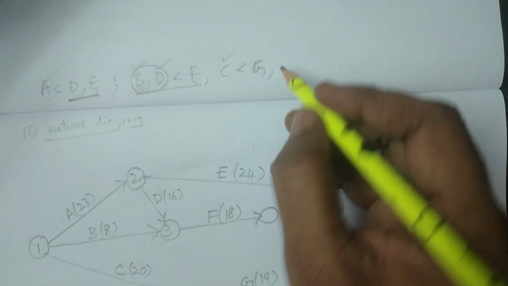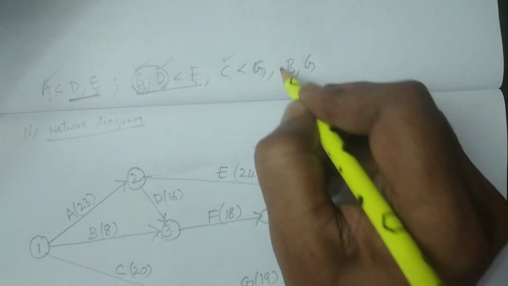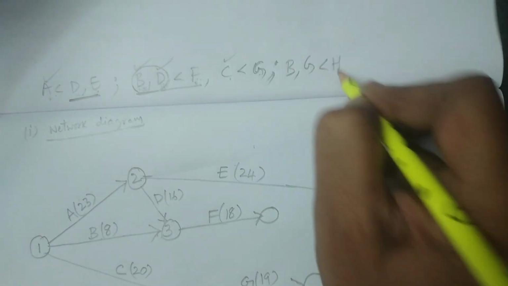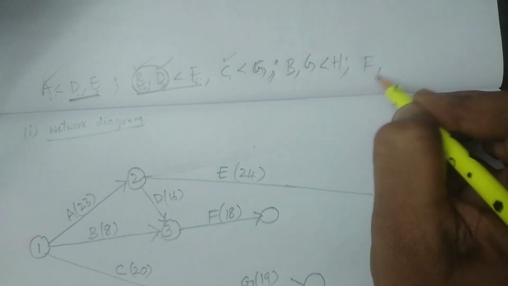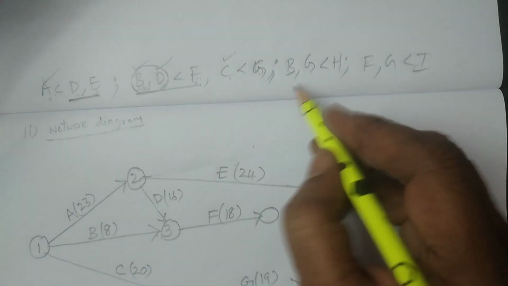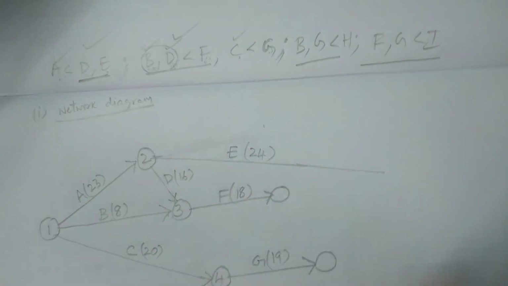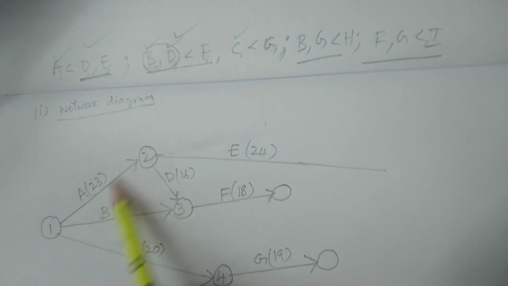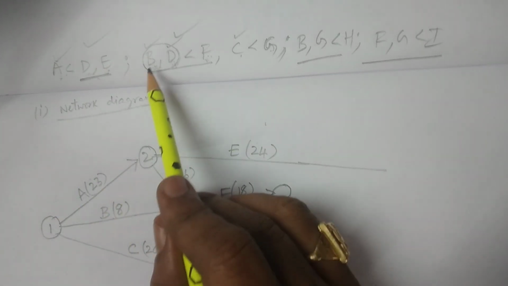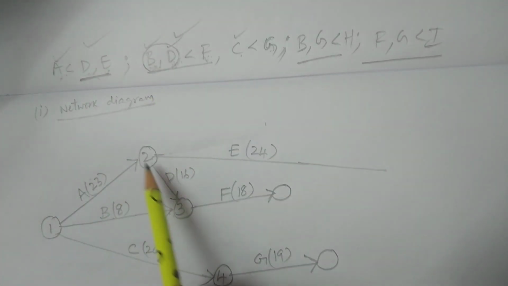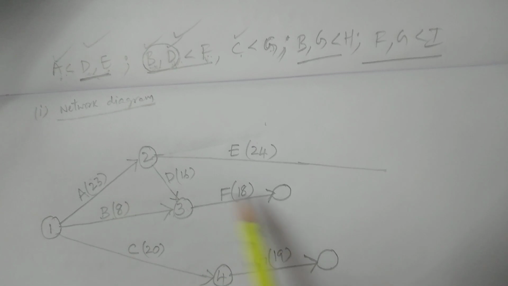There are certain relations: B comma G is less than H, and F comma G is less than I. There are two other relations. This was finished, this was finished. A is less than D and E. This is A, this is D, this is E, therefore A is less than D and E. B comma D less than F: this is B, this is D less than F, therefore it is also finished.